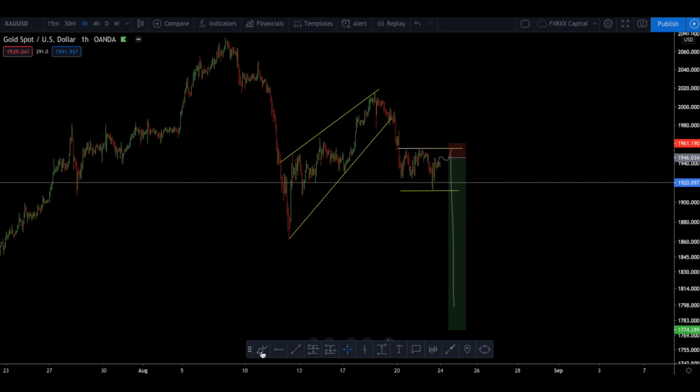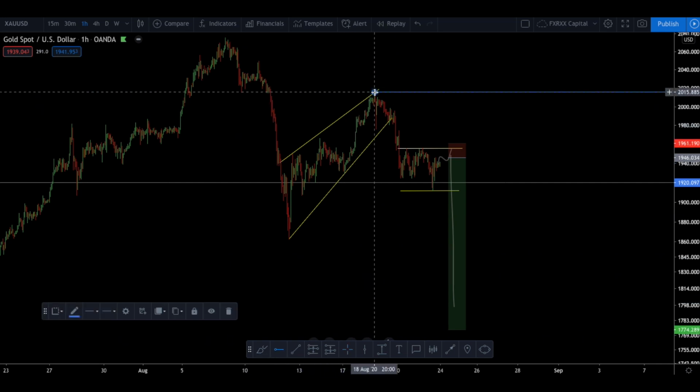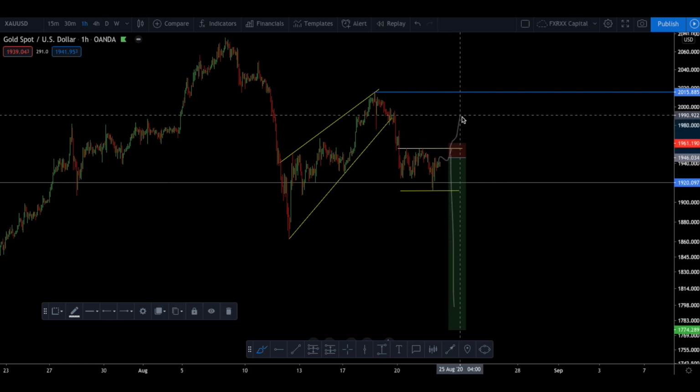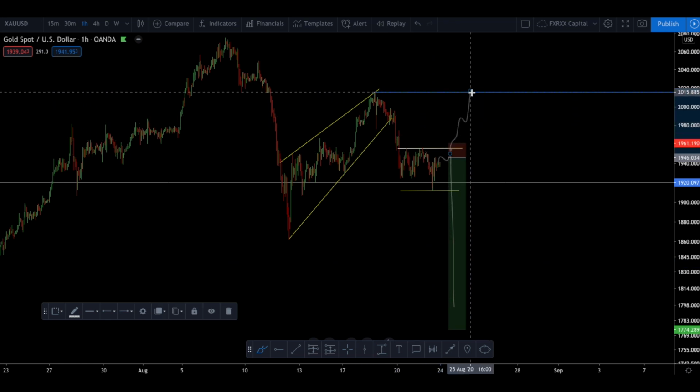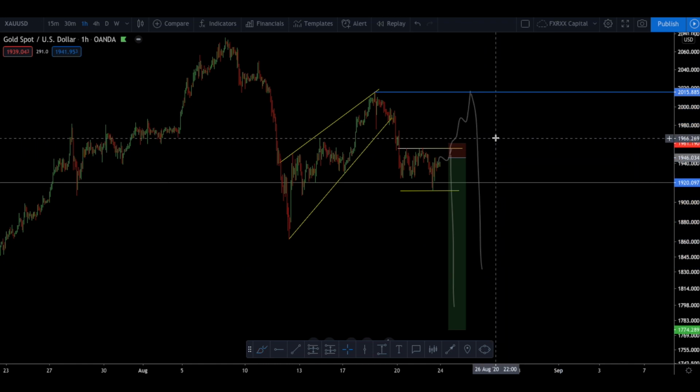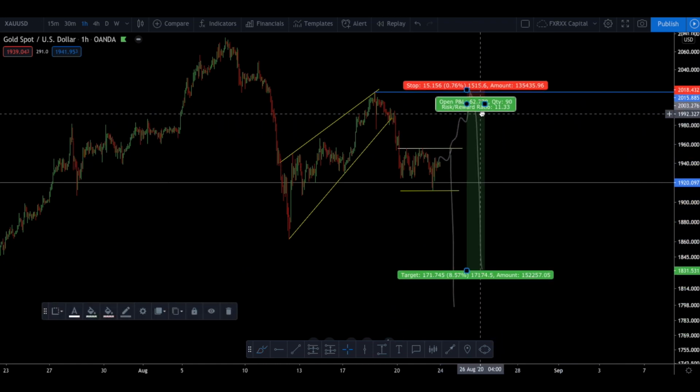If price moves back up, I will set another point in here. Price moves upward, and I will sell off from here. So that's the two possibilities. I'm going to approach the gold pair.